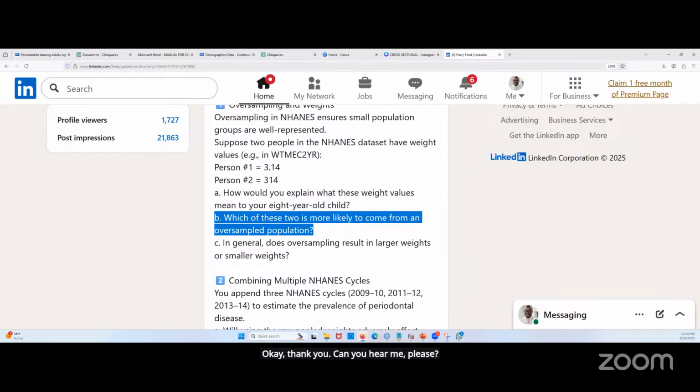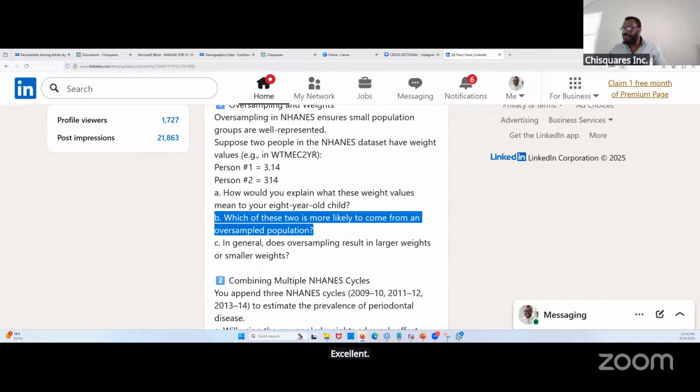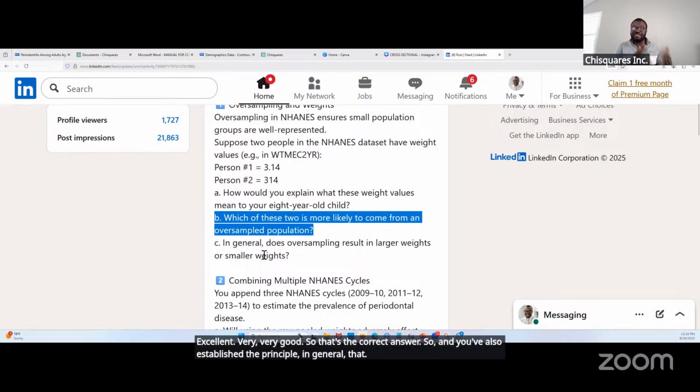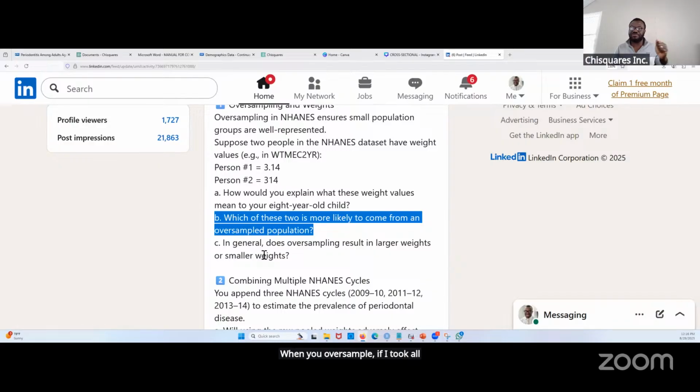If I can remember, yesterday we said whenever we oversample, the weight becomes smaller. So in that case, I would go for person 1 to be more likely to come from an oversampled population. Excellent. Very, very good. So that's the correct answer. And you've also established the principle in general that when you oversample, if I took all 10 people, then each person only has a weight of 1. So that means that obviously oversampling would, in general, result in smaller weights.